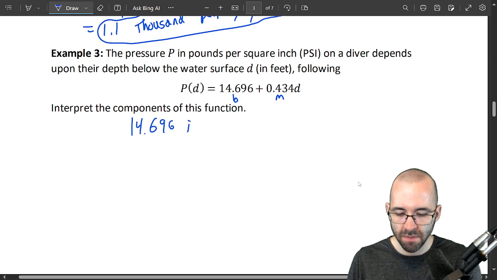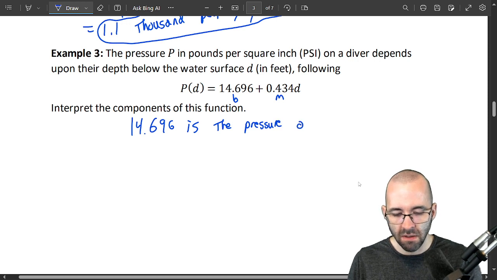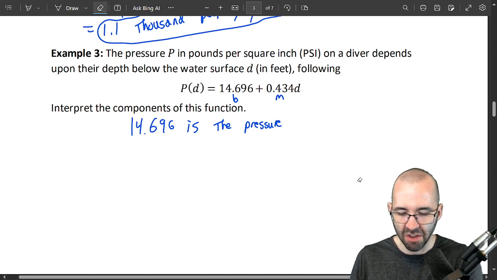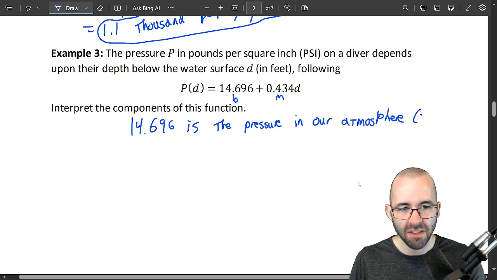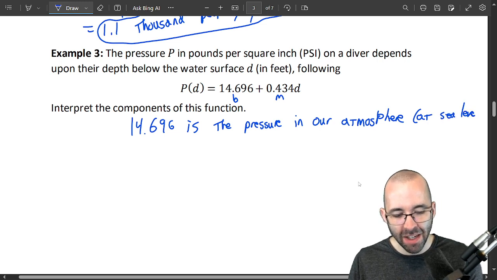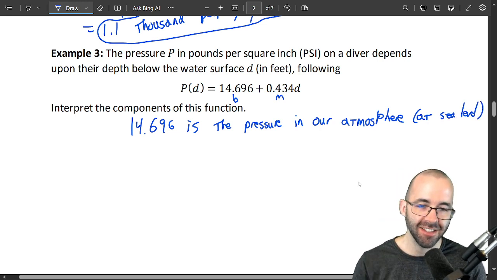14.696 is the pressure in, gosh, I don't know the right words to say, pressure in our atmosphere. Technically, you could say at sea level. I don't think it matters. No, it matters a little bit. I don't know. You're not graded based on your knowledge of physics.